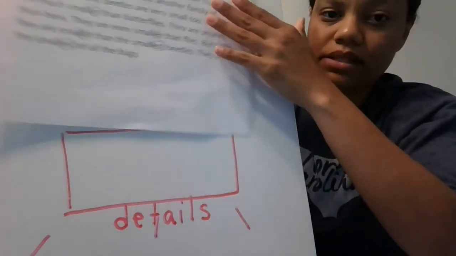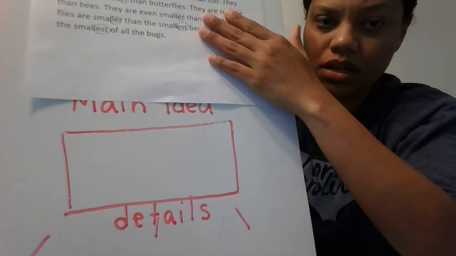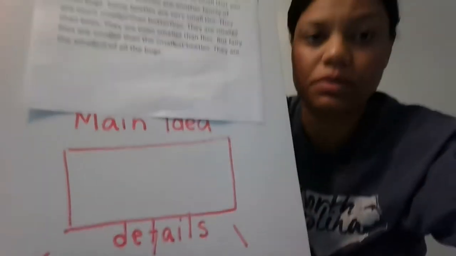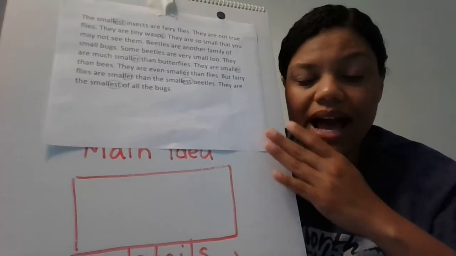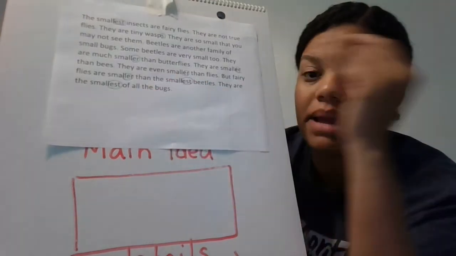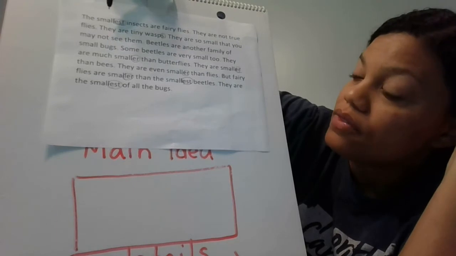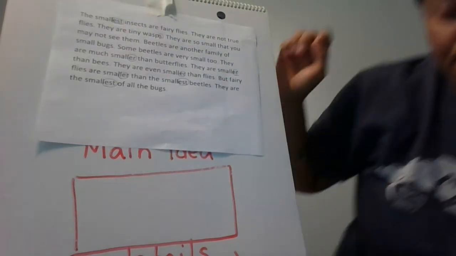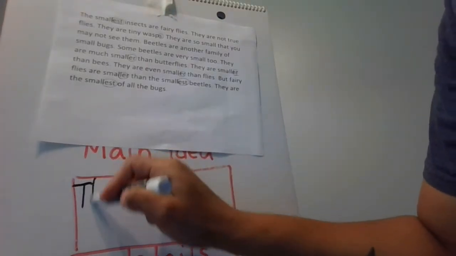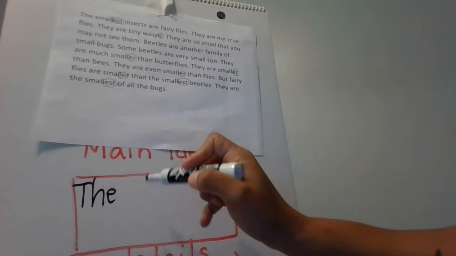I'm going to cover up this a little bit. I want you guys to be able to see. All right. So in this one, I almost think that they give me the main idea in this first sentence. The smallest insects are fairy flies. And I talk about the fairy flies throughout the text, and I compare them to other insects and their size.